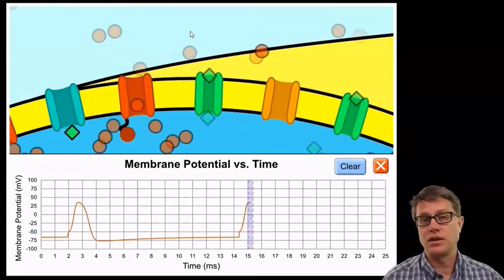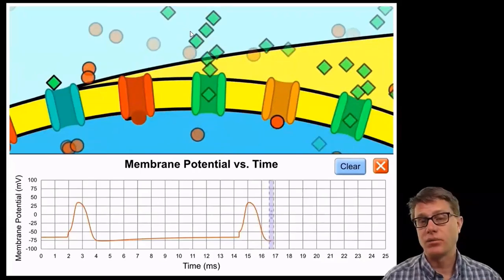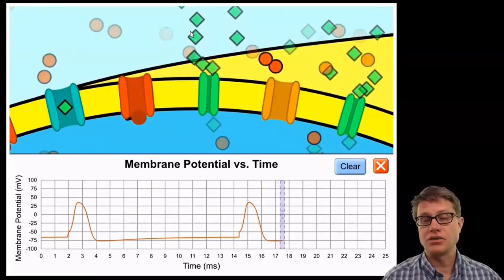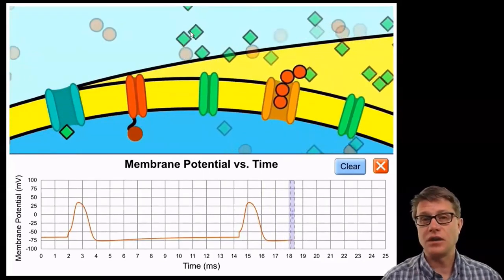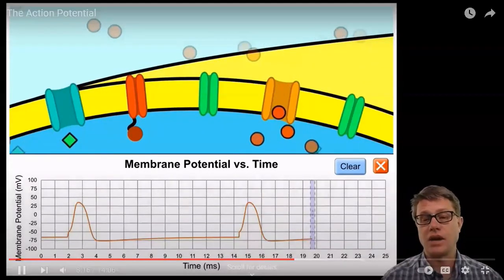Open of sodium, we see a rapid depolarization, opening of the potassium, a repolarization, and then we have that undershoot. And during that time, until we reestablish that gradient at resting potential, we can't have another action potential.